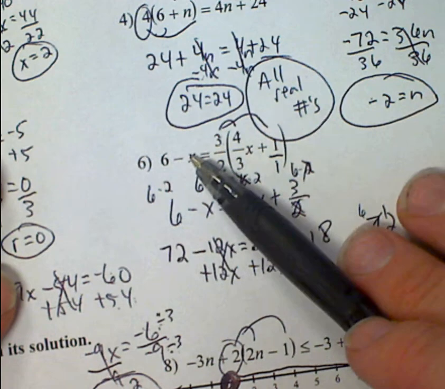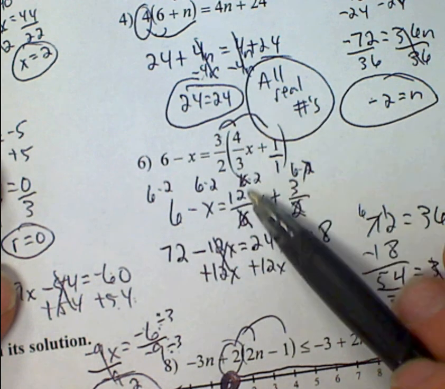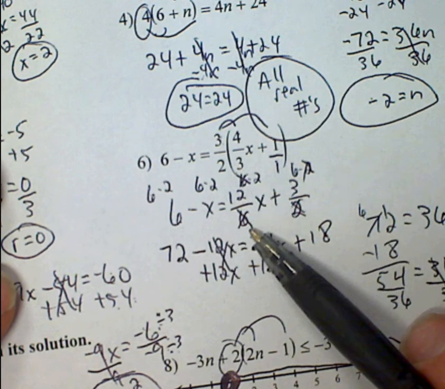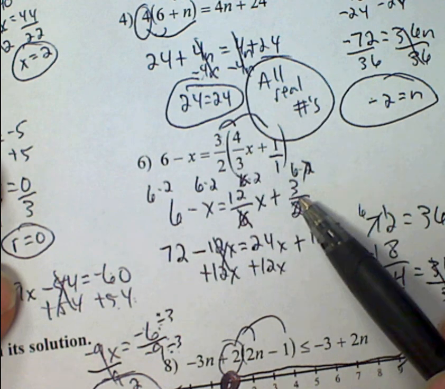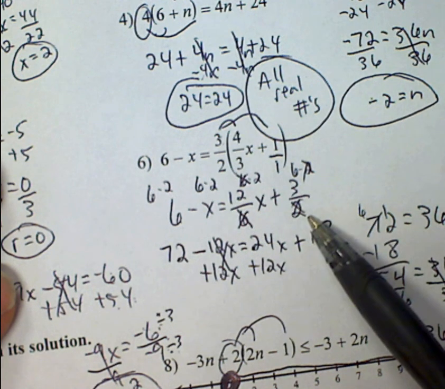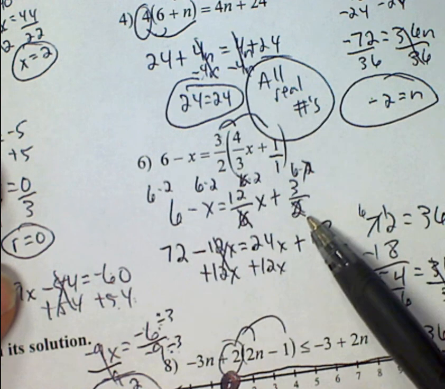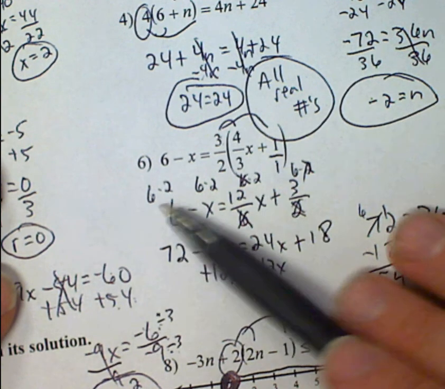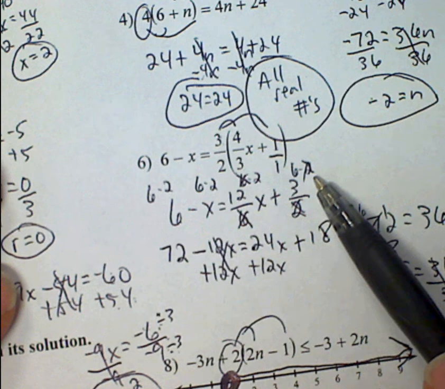So I brought down 6 minus x. 3 times 4 is 12. 2 times 3 is 6. 3 times 1 is 3. 2 times 1 is 2. I multiply by my denominators, 6 and 2, on every term.